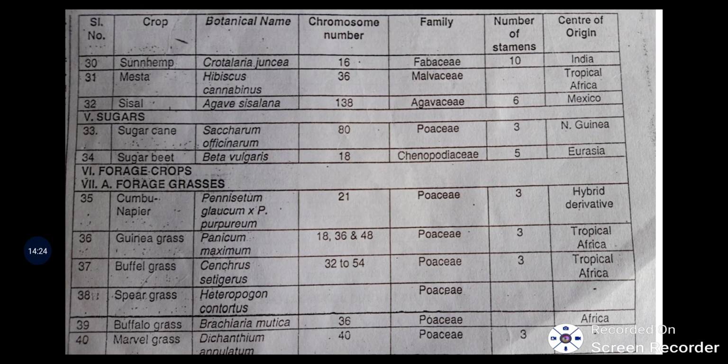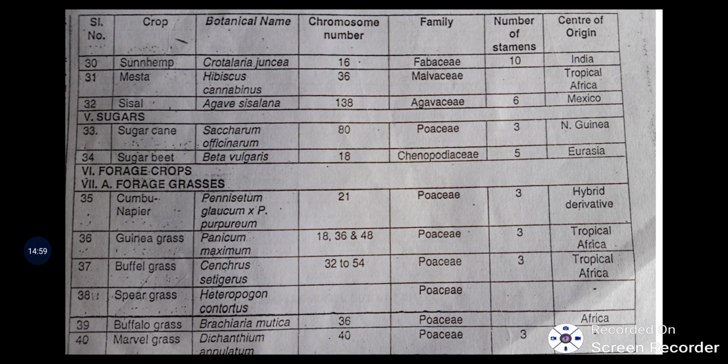Guinea grass. This is Panicum maximum, having chromosome numbers 18, 36 and 48, belongs to family Poaceae. Number of stamens 3 and origin is tropical Africa. Buffel grass, botanically Cenchrus setigerus, has chromosome number 32 to 54, belongs to family Poaceae and center of origin is tropical Africa. Spear grass is Heteropogon contortus, which belongs to Poaceae family.